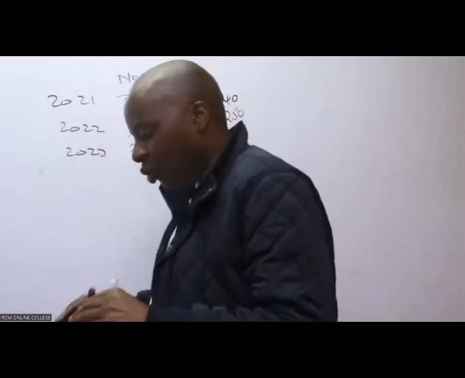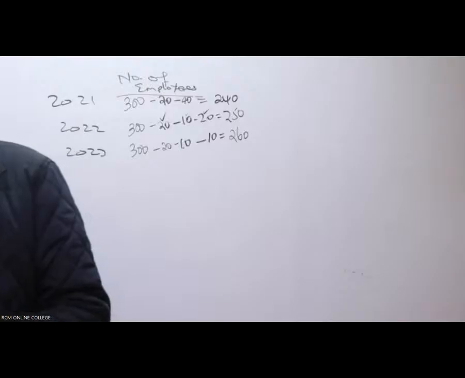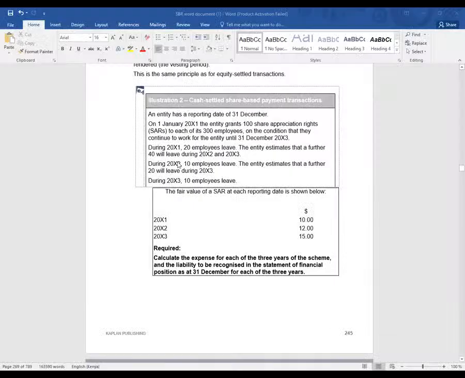Then we go to 2022. Things are different now. So in 2022, they have told us that during 2022, 10 employees leave. And then we estimate afresh how many will leave in the future. The entity estimates that a further 20 will leave. So this other estimate that we had up there is irrelevant. The 40 estimate will be irrelevant in the year 2022.